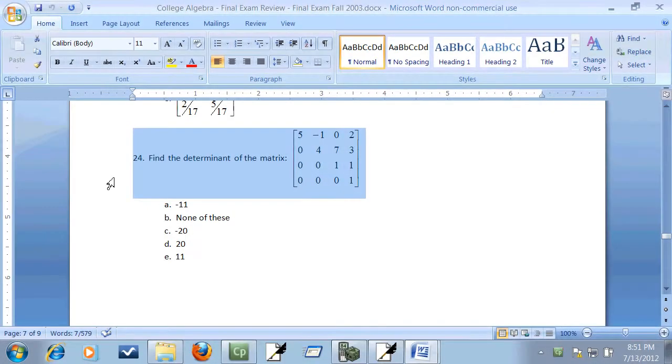Let's take a look at number 24. And we're first going to do it on our calculator. We'll do it the easy way, and then I'll do it the hard way. I'll do it by hand.